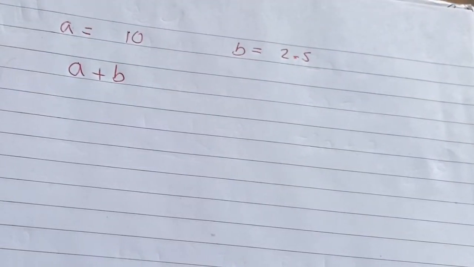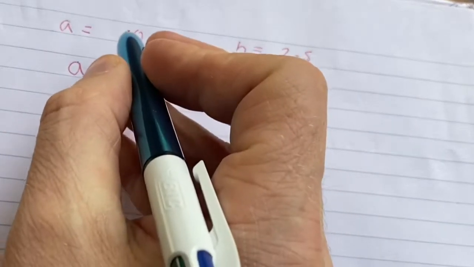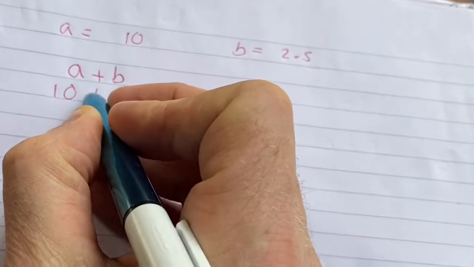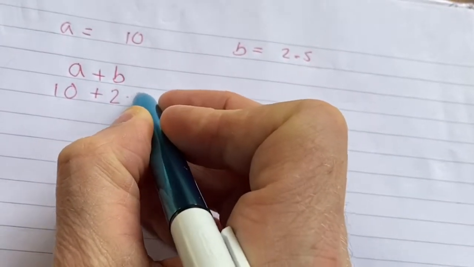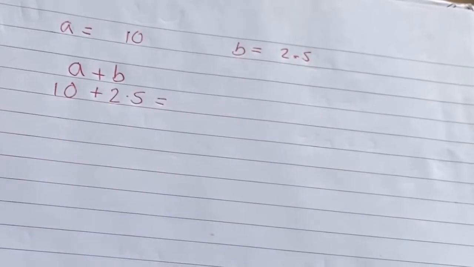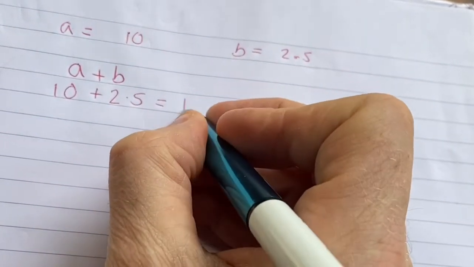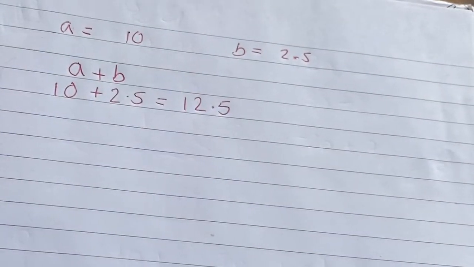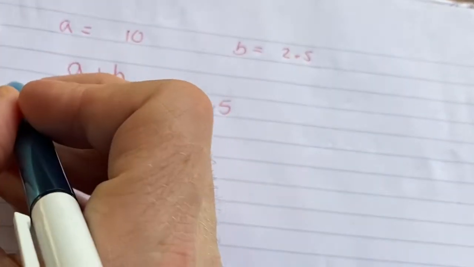Now, A plus B, basically, it's going to be doing that substitution that we've been doing. So we're going to substitute the A for a 10 and the B for a 2.5. So it's plus B, so that's plus 2.5, which in total gives us 10 plus 2.5, which is 12.5. So that's part 1.